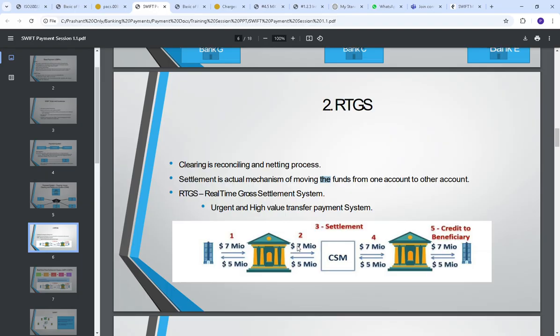Netting will happen in batches or at the end of the day, within 5 minutes as well. Now RTGS works in seconds.